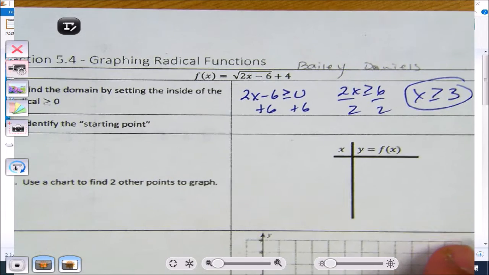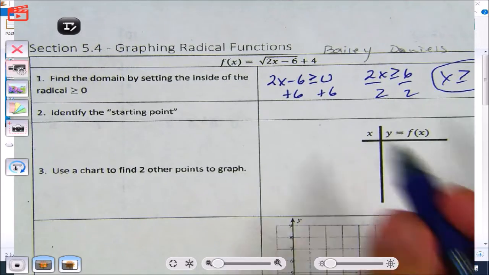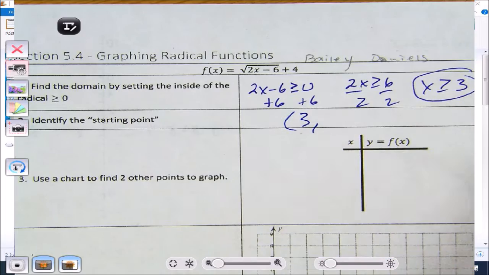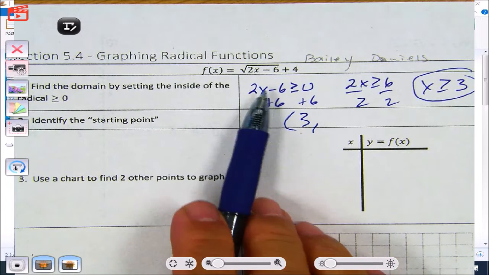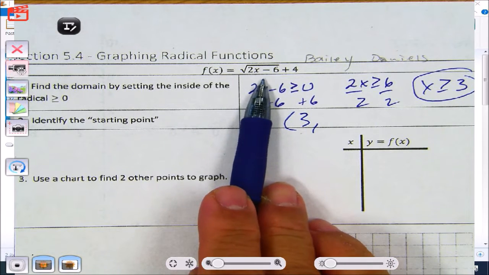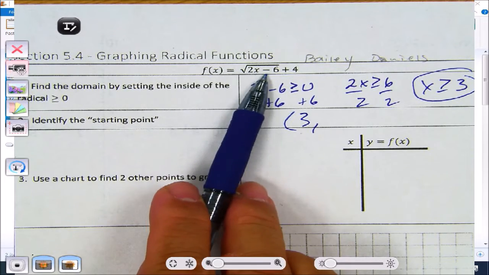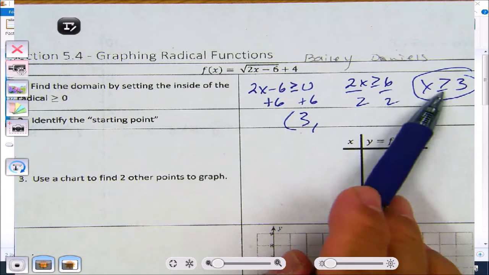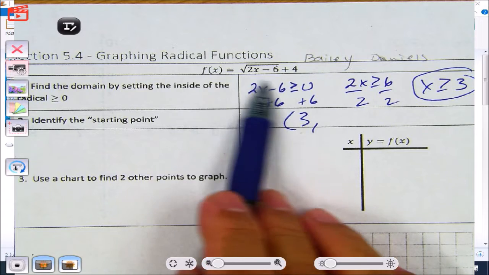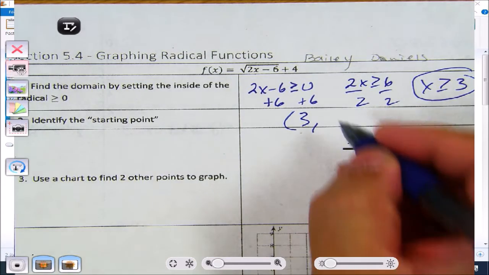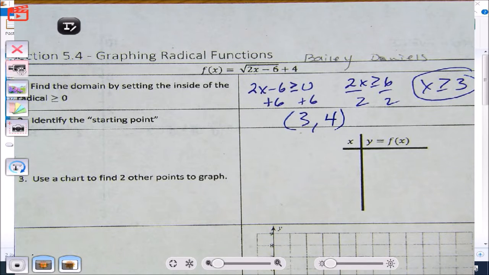All right. Starting point starts with that domain value, that 3. Now what you're going to do is plug the 3 into this expression. Plug the 3 into that function. What do you get when you plug that in, Aiden? Just plug it in. If you plug 3 into that, you get 0 plus 4. So you get 4. Everybody understand how you got 4?